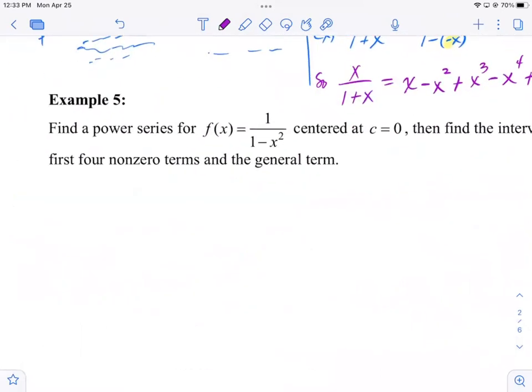All right. If you got the idea, try example 5 on your own. Find a power series for 1 over 1 minus x squared centered at 0. Again, find the first 4 non-zero terms and the general term.